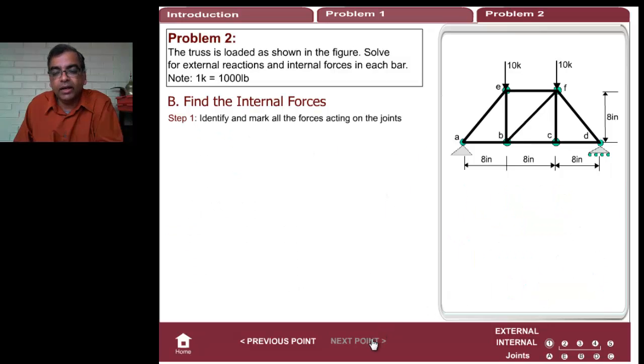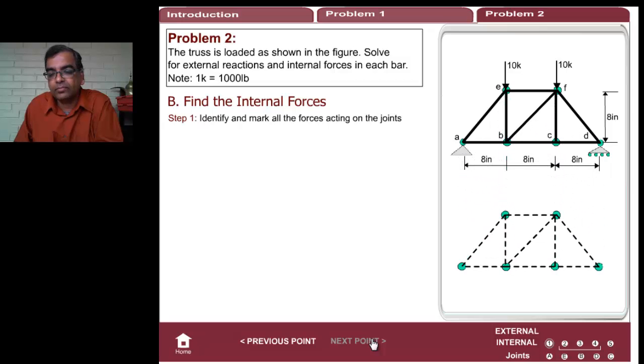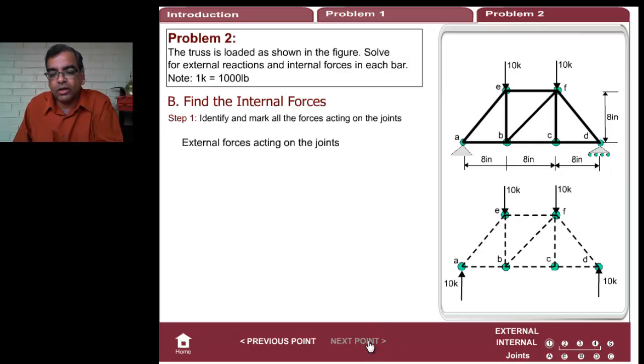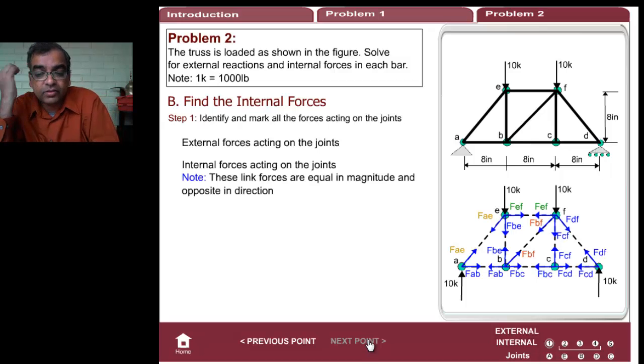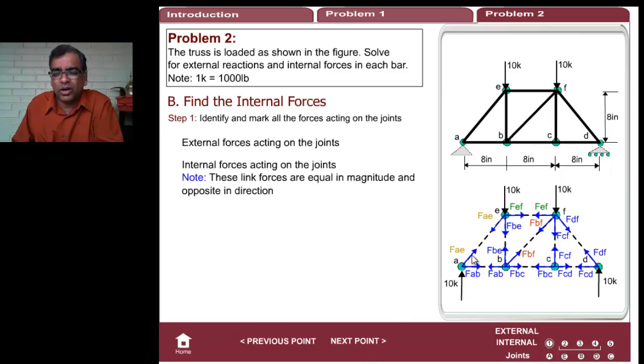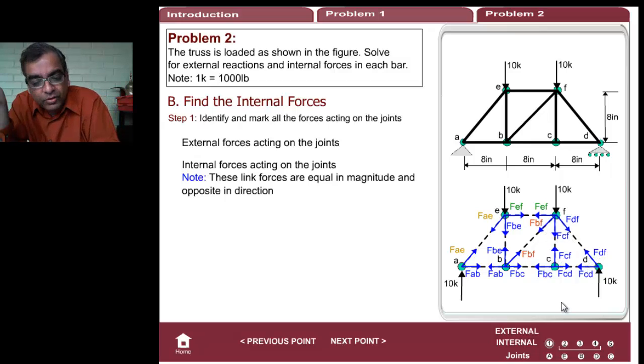Now we go to the internal stuff. There's my entire, all my joints, the bars have been removed. Those are all the external forces on it that we calculated. Those are all the internal forces. You can see there are lots of them. 1, 2, 3, 4, 5, 6, 7, 8, 9, 10, 11, 12. You can see there are 12 forces, which means I'll get 12 equations for 12 unknowns.